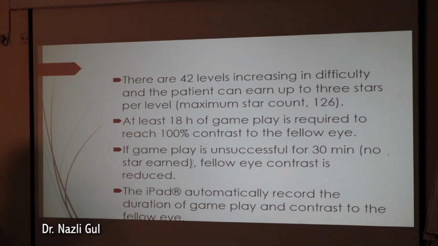इस तरह की जो आपकी एम्ब्लायोपिक आई होती है उसको 100% कंट्रास्ट देते हैं और जो दूसरी आई का कंट्रास्ट है वो 20% से स्टार्ट कर लेते हैं, फिर we go on increasing it. लेकिन आईपैड automatically records the duration of game play and contrast to the fellow eye.